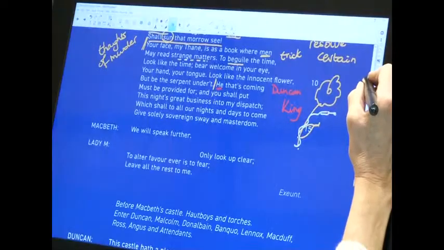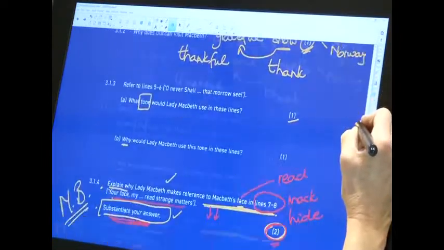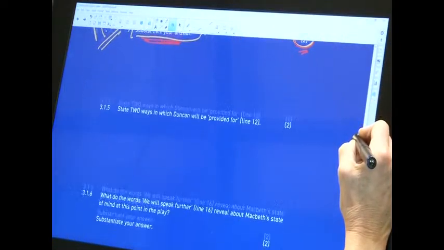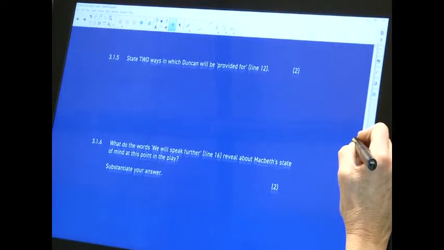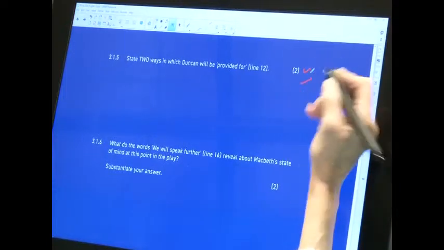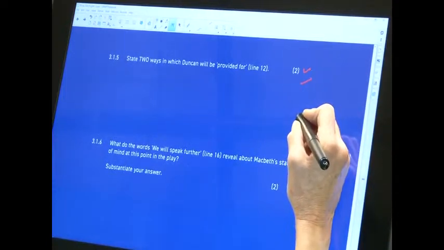But he that's coming must be provided for. What else are they preparing? To kill him. So it's a marvelously terrifying line. She can be very frightening, can Lady Macbeth? Right, so we've got 2 ways, 2 marks in the bag.